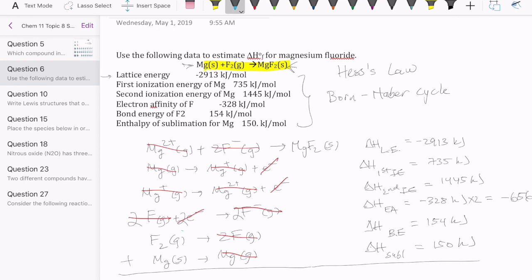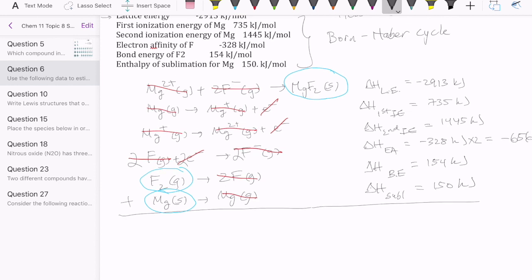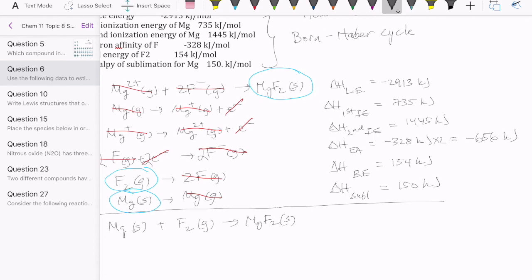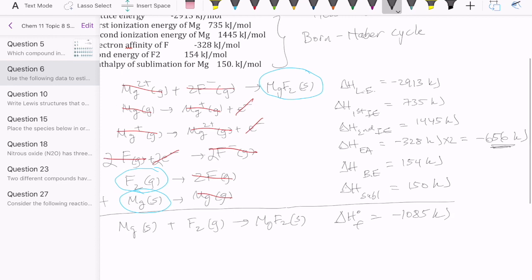Well, let me circle those. You've got an F2, you've got a Mg on the reactant side, and on the product side you've got MgF2 in the solid phase. So: magnesium solid plus fluorine gas gives magnesium fluoride solid. What I have to do is just add all these numbers together. Don't forget that I'm going to use this negative 656 for the electron affinity since I multiplied it by 2. That reaction, of course, is a formation reaction. After I add all of these up, I get 1085 kilojoules. So that's the enthalpy of formation for magnesium fluoride.